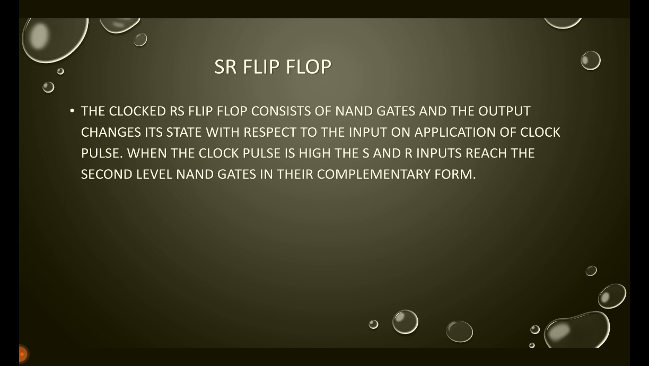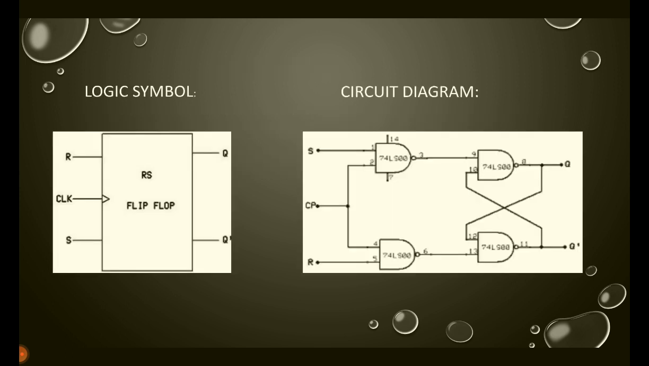The clocked RS flip-flop consists of NAND gates and the output changes its state with respect to the input on application of clock pulse. When the clock pulse is high, the S and R inputs reach the second level NAND gate in their complementary form. Let's see the logical symbol and circuit diagram.